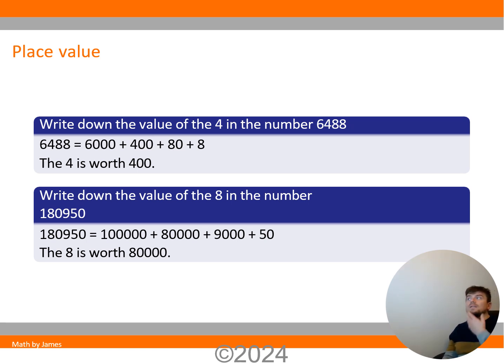A lot of questions ask you to write down the value of the number 4 in the number 6,488. So this number here is 6,000 plus 400 plus 80 plus 8. That's how our number is made up: thousands, hundreds, tens, ones. So our 4 is worth 400 there. So it's ultimately place value. We're breaking the number down. We're seeing where the numbers go.